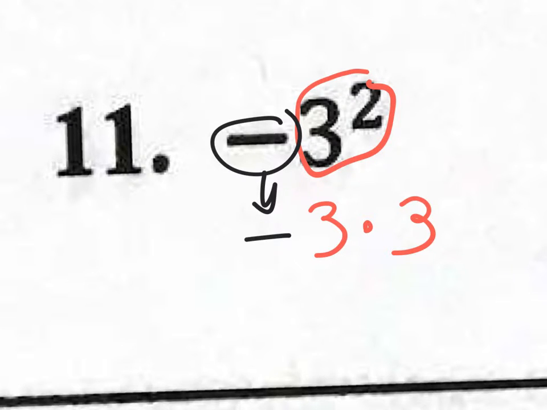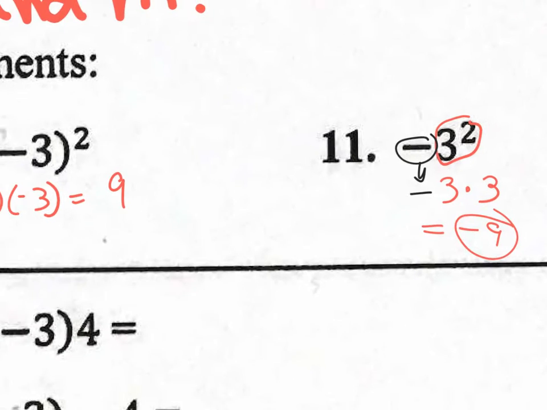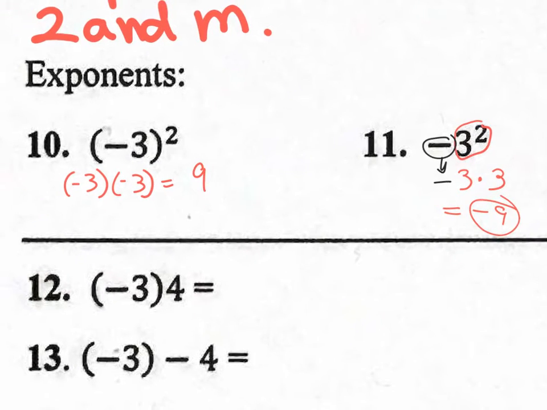So what is 3 squared? It's really 3 times 3. And then this negative sign that you have out here, it's just going to come down and be the first part of your expression. So right there, you really have a -3 times a +3. So the final answer is -9. So that's the giant difference of when you have parentheses compared to when you don't have parentheses.